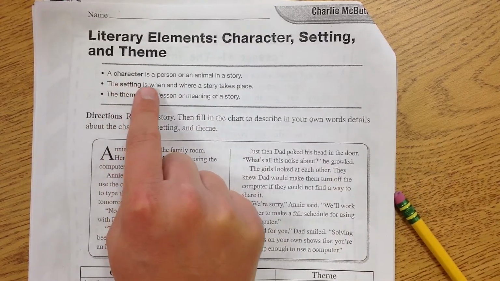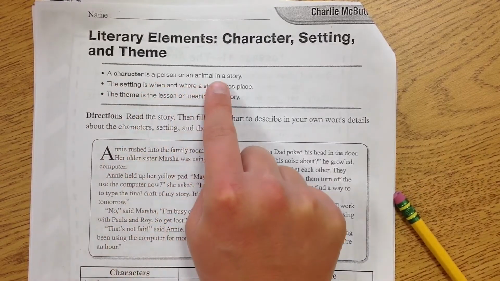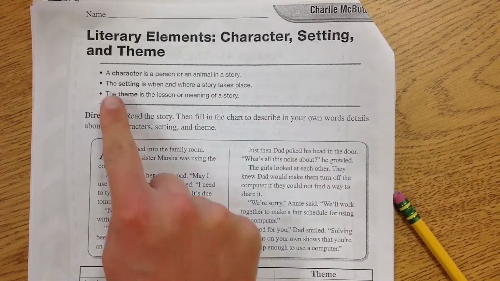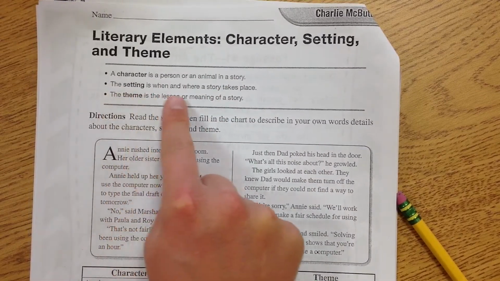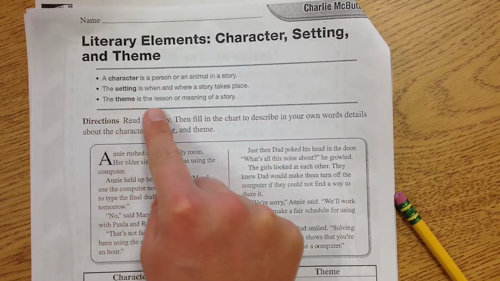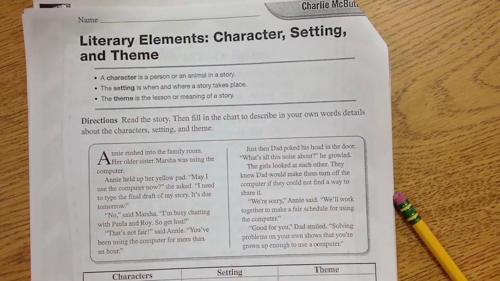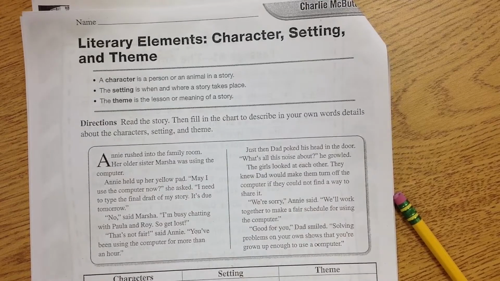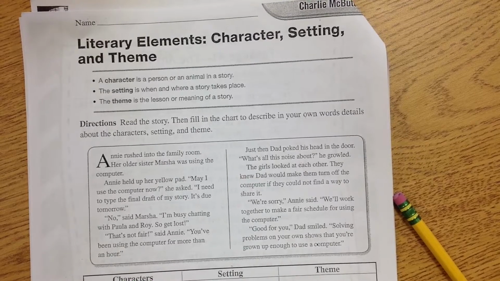A character is a person or an animal in a story. The setting is when and where a story takes place. And the theme is the lesson or meaning of a story. So we're going to look at our characters, who is in the story, the setting, where it takes place, and the theme, so the lesson or meaning of the story.